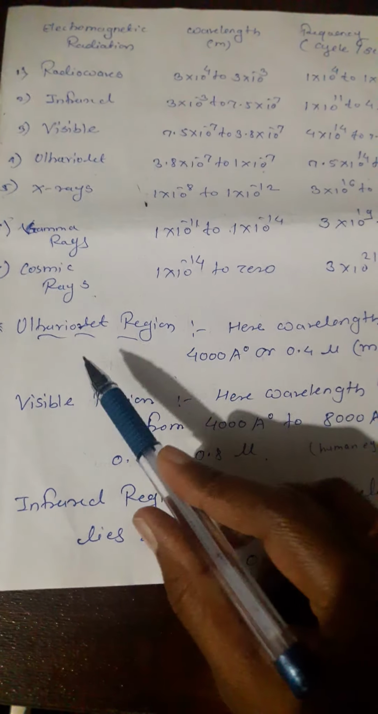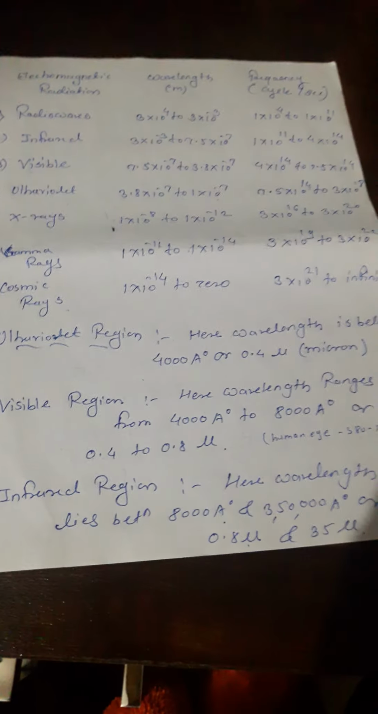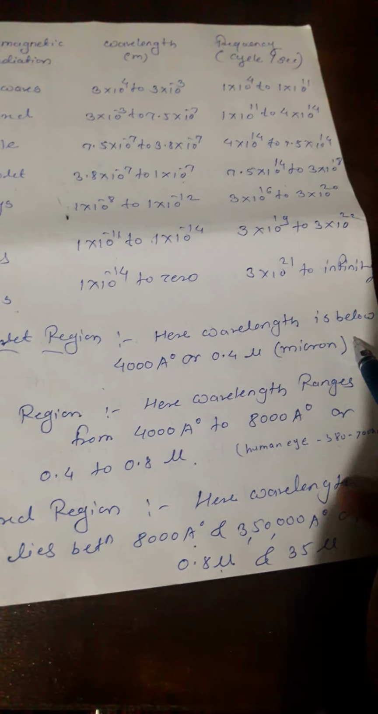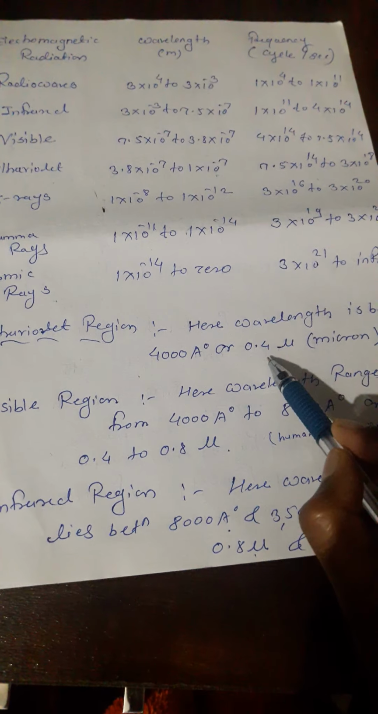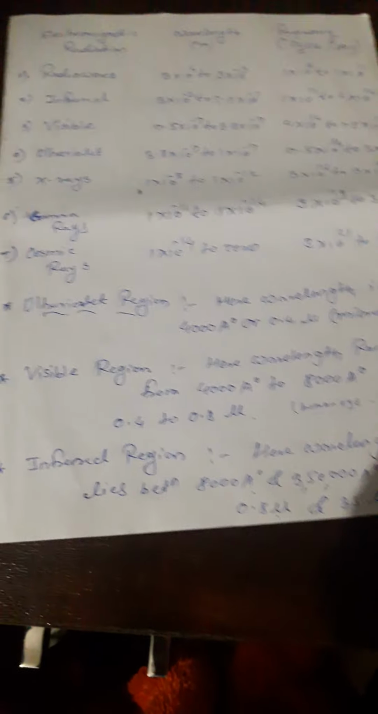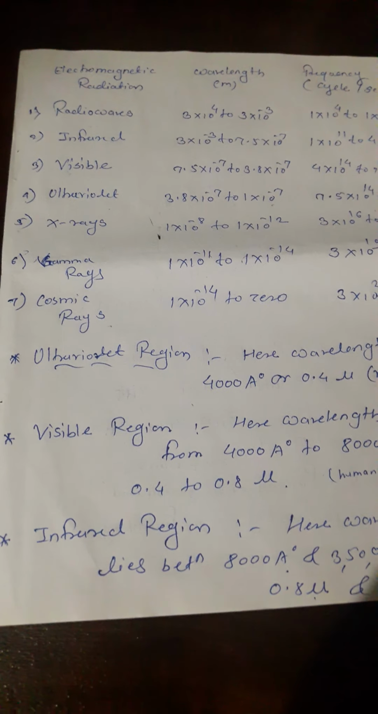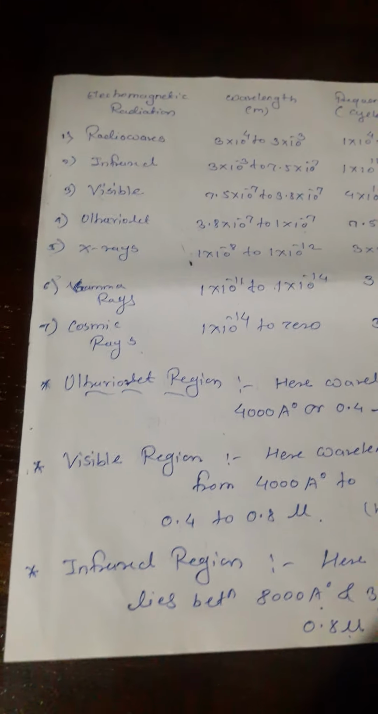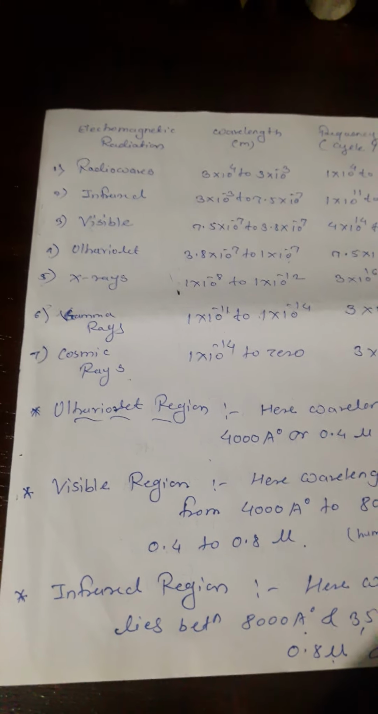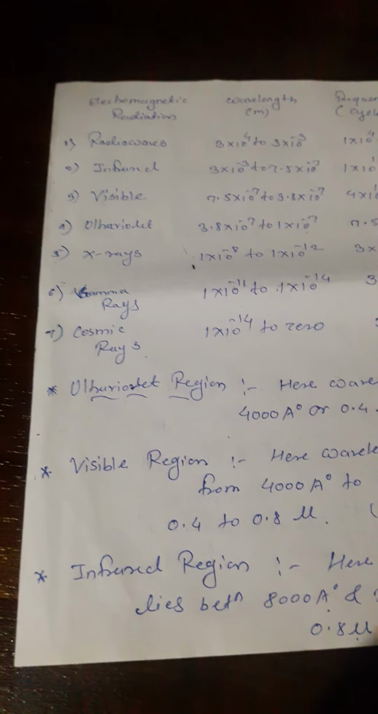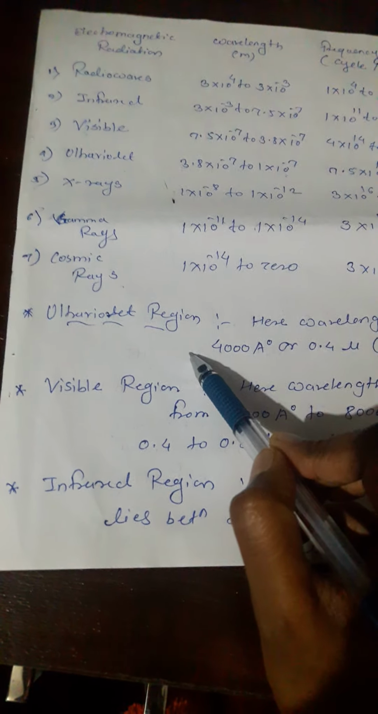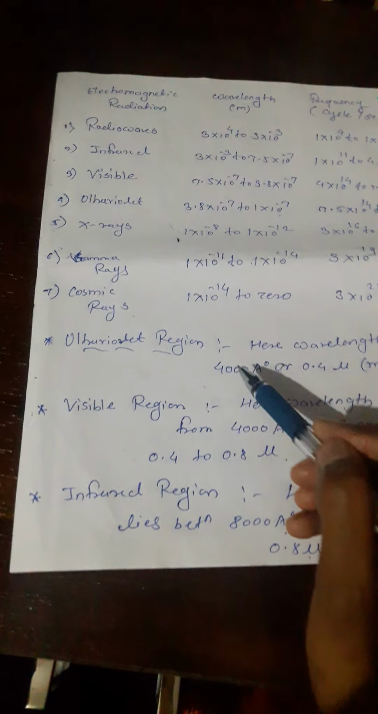Next we can see the ultraviolet region. Here the wavelength is below 4000 angstrom units or 0.4 micron. Ultraviolet means UV. UV radiation is widely used in industrial processes and medical and dental practices for a variety of purposes, such as killing bacteria, creating fluorescent effects, phototherapy, etc. That means ultraviolet rays are used in the medical field, such as killing bacteria, and also in some industrial processes.